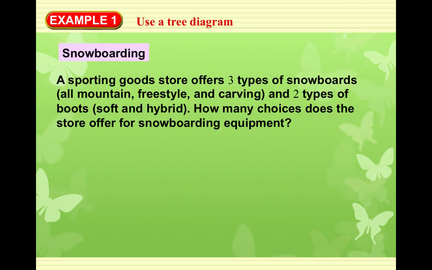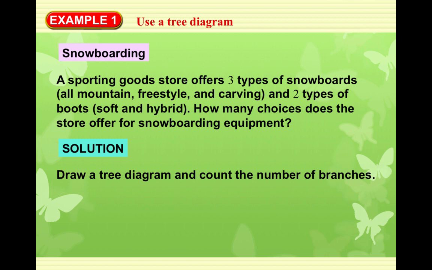One technique is to use a tree diagram. A sporting goods store offers 3 types of snowboards: all mountain, freestyle, and carving, and 2 types of boots, soft and hybrid. How many choices does the store offer for snowboarding equipment? Well, one way to do this is to create a tree diagram and then count the number of branches once you get through all your options.